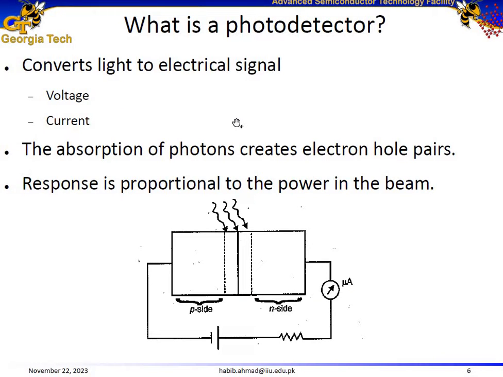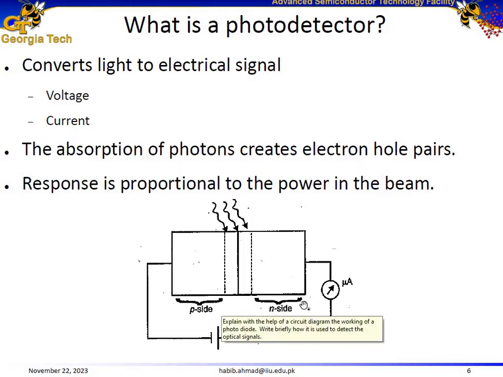A photodetector is a device which converts light into an electrical signal. So the input for a photodetector is light, and the output for the photodetector is voltage and current. Assume a simple photodetector which actually is a p-n junction. We have the p-type layer on the left and the n-type layer on the right. And we have connected it to a battery.